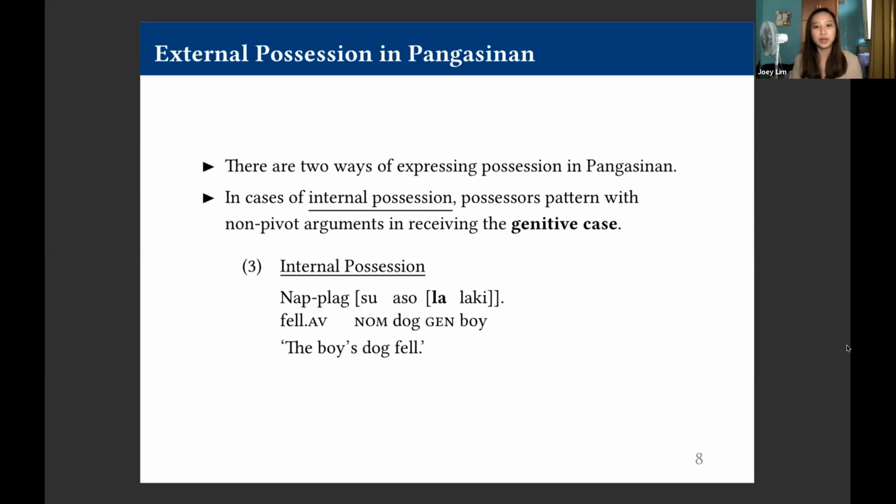There are actually two ways of expressing possession in Pangasinan. We have internal possession, where possessors pattern with non-pivot arguments in receiving the genitive case. So in 3 here, we have naplaksu aso lalaki. In this case, the possessor, which is the boy, is marked with the genitive case marker la.